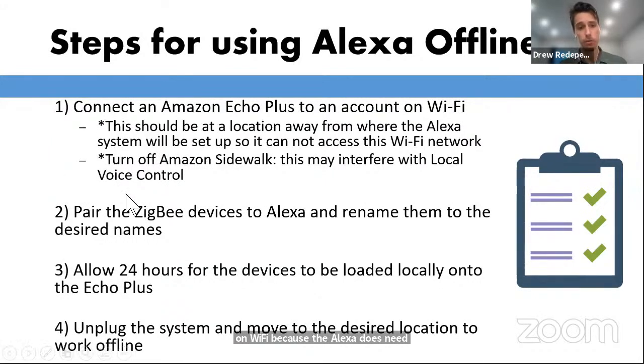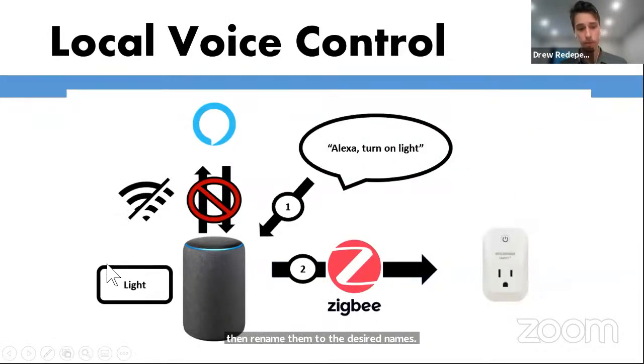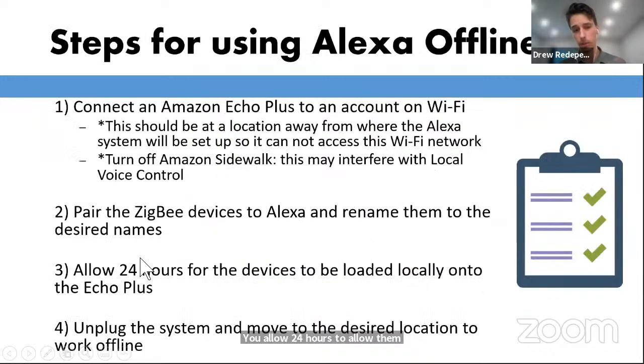Then on Wi-Fi, you connect all your ZigBee devices to Alexa and then rename them to the desired names. Then you allow 24 hours for the devices to be loaded locally onto the Echo Plus. That way you get those commands loaded locally onto the system. Once those commands are loaded locally, you can actually unplug the system completely and move it to a different location.